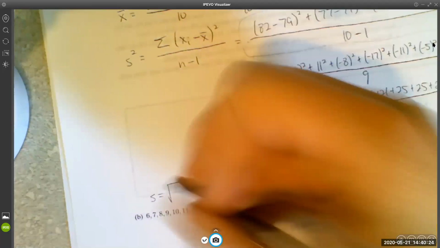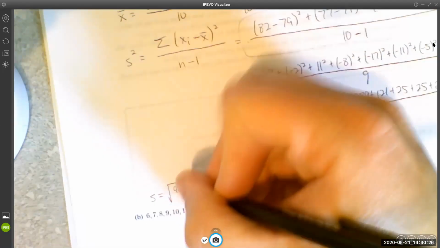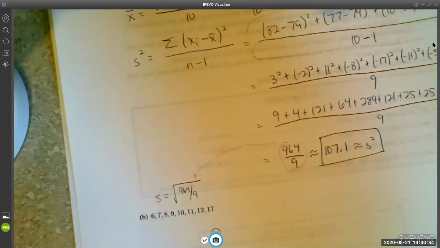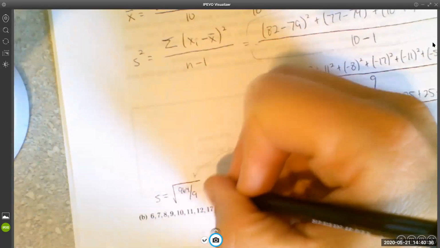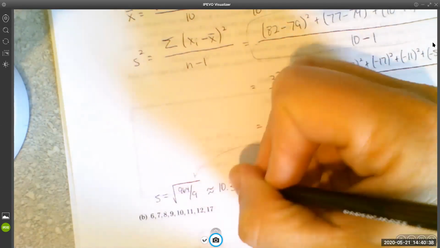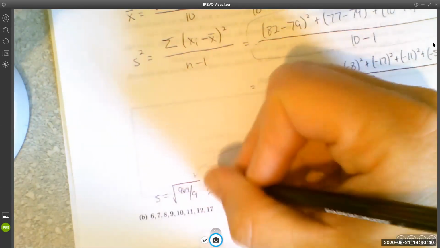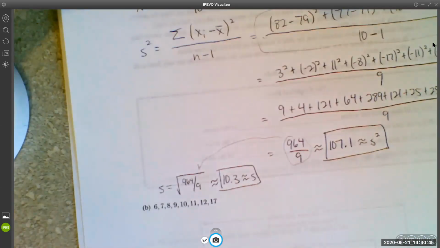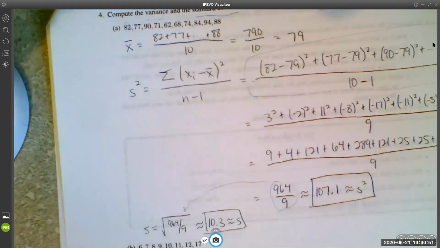So I would say square root of 964 over 9. Let's see what we get. That's about 10.3. Okay, so there's the standard deviation. So the variance is 107.1. The standard deviation is 10.3, approximately. So that's how that goes.